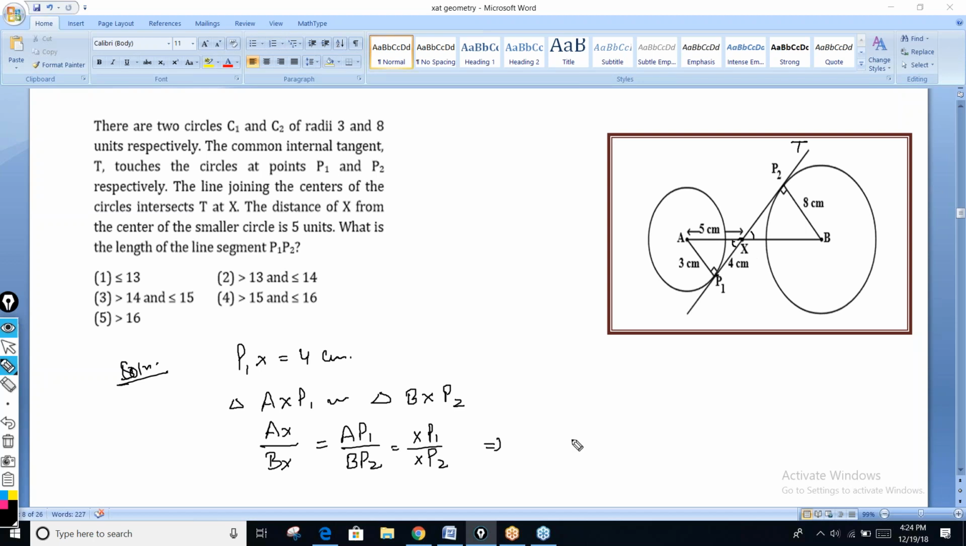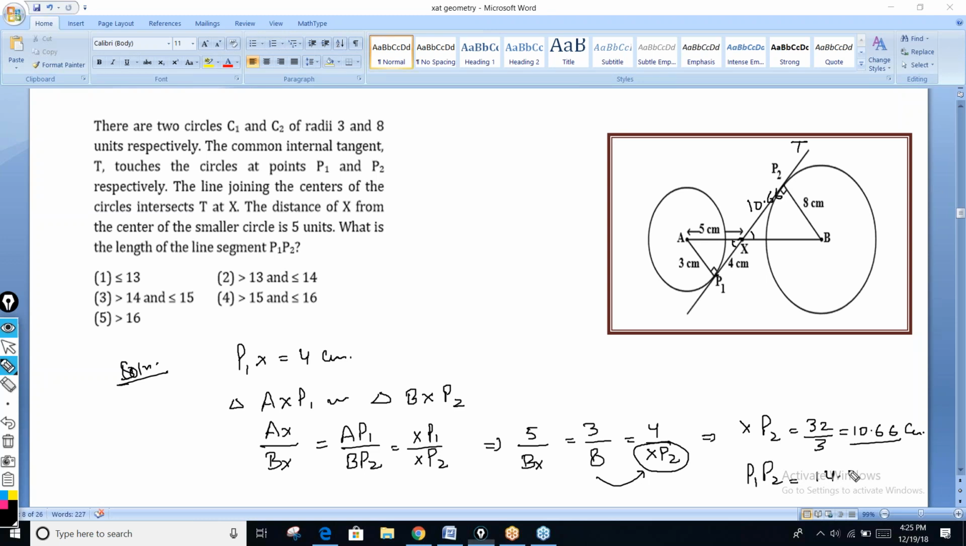So from here we have the length of AX, which is 5. We have the length of BX. No, we do not have the length of BX. AP1 is given as 3. BP2 we have 8. XP1 is 4, and XP2 we do not. So what do we get? We need to basically find the value of XP2 only. So I'll use these to get the value of XP2. The length of XP2 is 32 upon 3, that is 10.66. So XP2 is 10.66 and that is 4. So what is the length of P1P2? The length of P1P2 is coming out to be 14.66 centimeters.